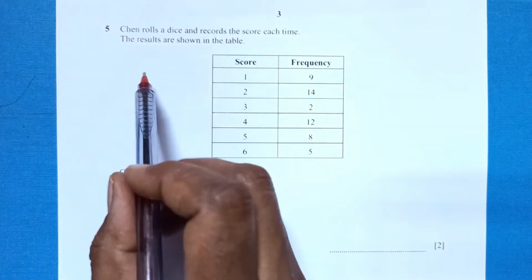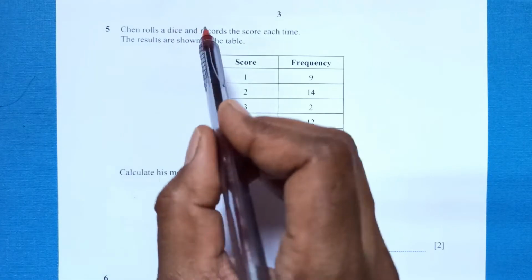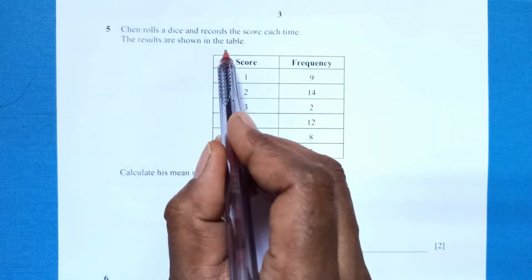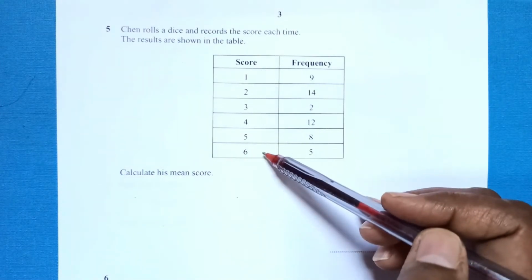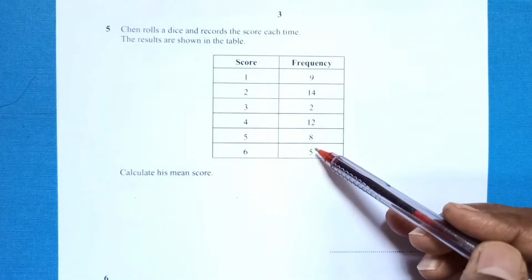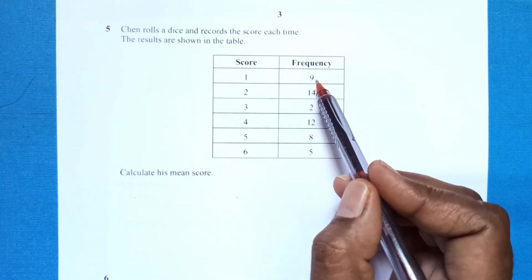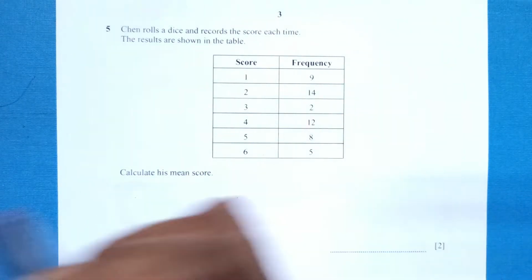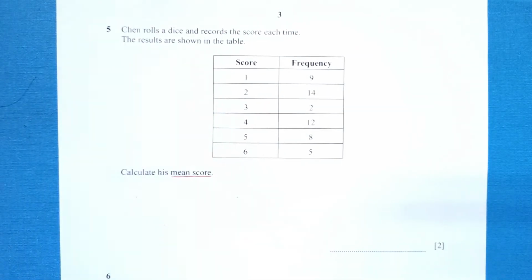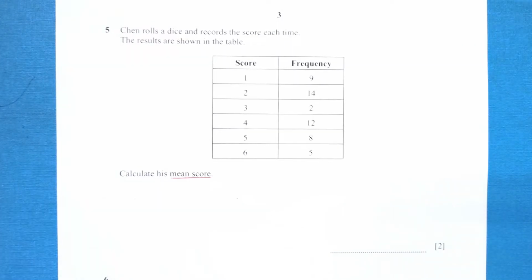Question number 5. Chen rolls a dice and records the scores each time. The results are shown in the table. So we have scores here. Score on dice 1, 2, 3, 4, 5 up to 6, and we are given the frequency. So 1 is coming 9 times, 2 is coming 14 times, something like that. So the question is calculate his mean score.